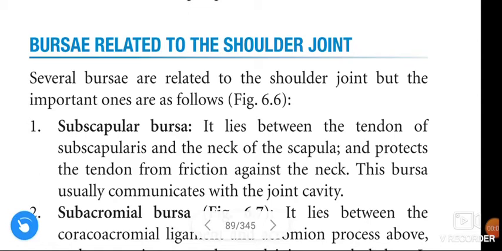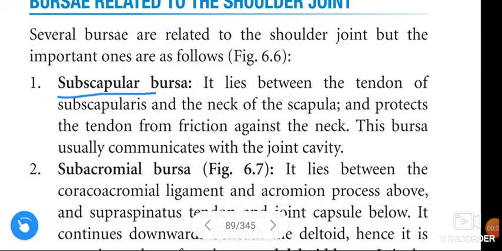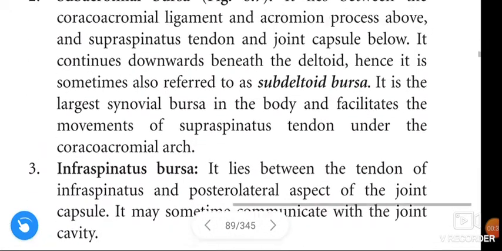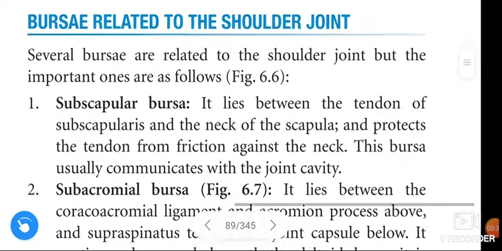In this video we are going to learn about the bursae related to the shoulder joint. This is the second part, guys. In the first part we learned about the articular surfaces, ligaments and accessory ligaments of the shoulder joint. Coming to the topic, several bursae are related to the shoulder joint, but the important ones are as follows: subscapular bursa, subacromial bursa, and infraspinatus bursa. These are the important bursae related to the shoulder joint.